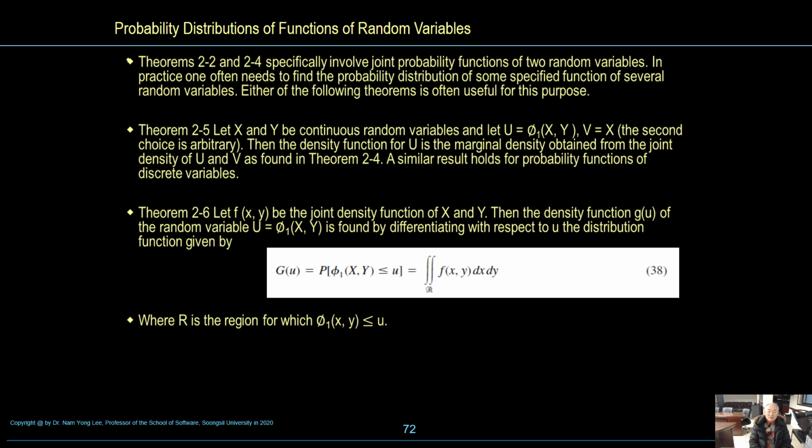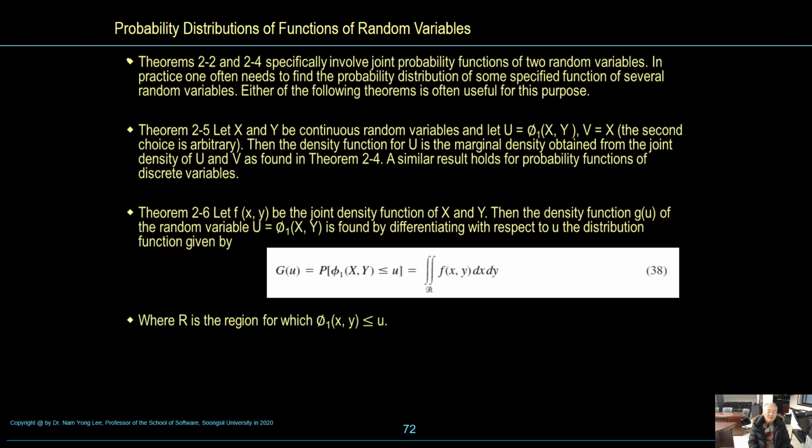Then the density function for U is the marginal density obtained from the joint density of U and V, as found in Theorem 2-4. A similar result holds for the probability function of discrete variables.